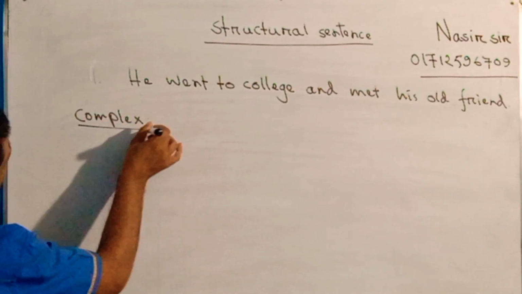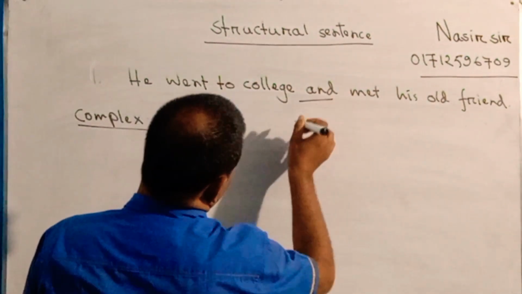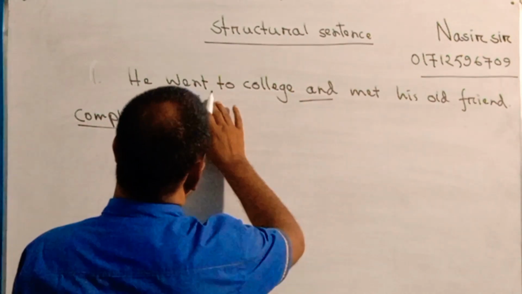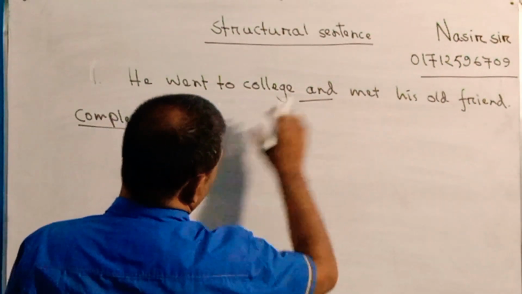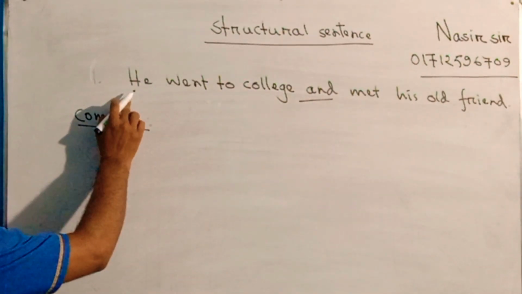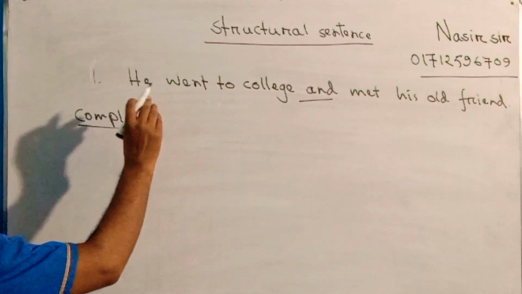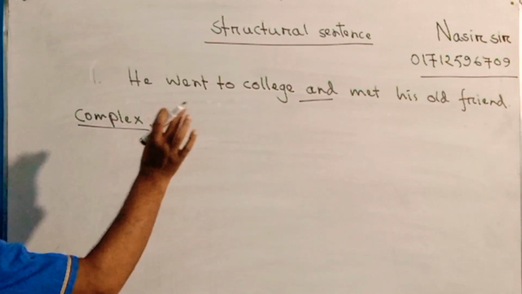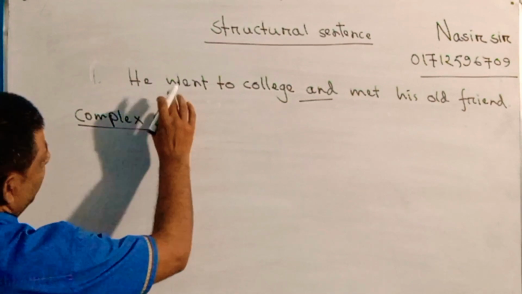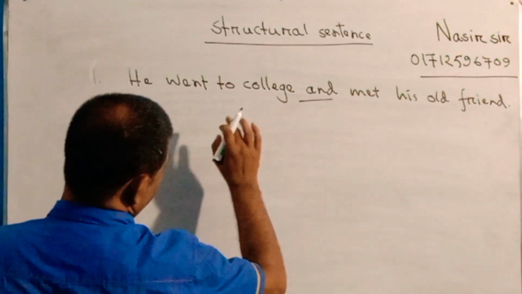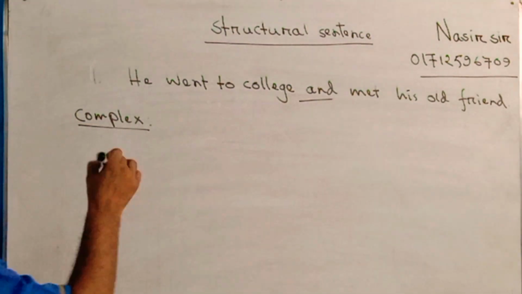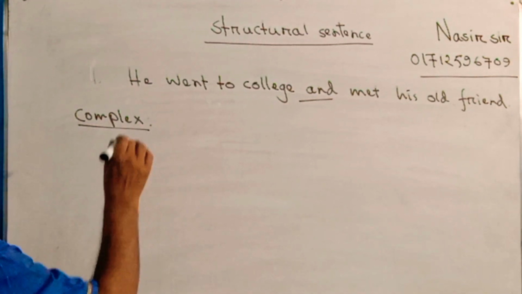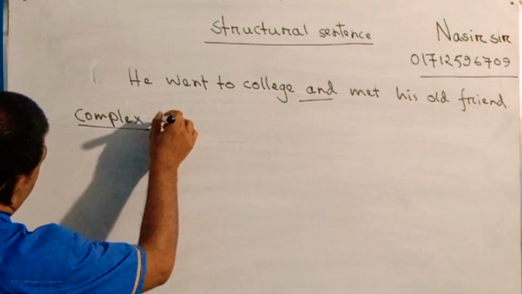My dear students, here "and" connects two ideas. He went to college and met his old friend. The subject "he" here has performed two jobs. First is went and second is met. So this is the function of time. We can use "when" to connect the sentences for the purpose of complex.